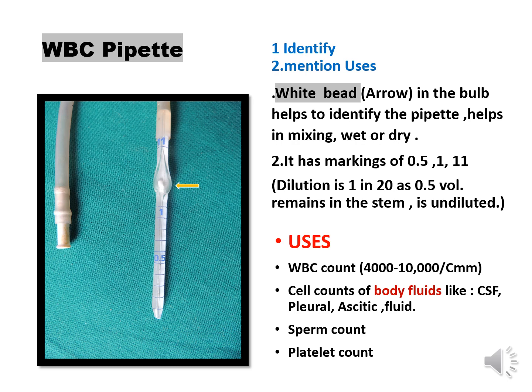Uses of the WBC pipette: very easy WBC count with the normal range of 4,000 to 10,000 per cubic millimeter. But also this is used for other cell counts in the body fluids like CSF, pleural fluid, ascitic fluid. Also you can use this pipette for sperm count and platelet count.